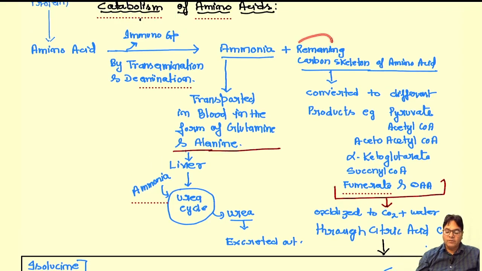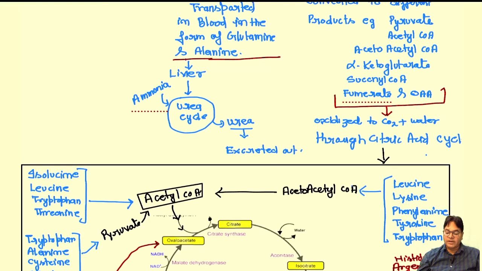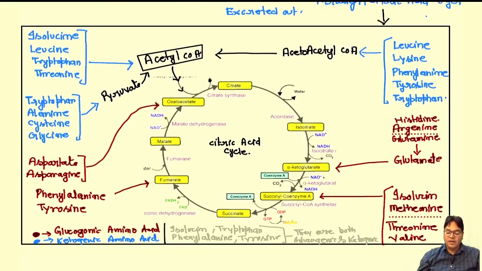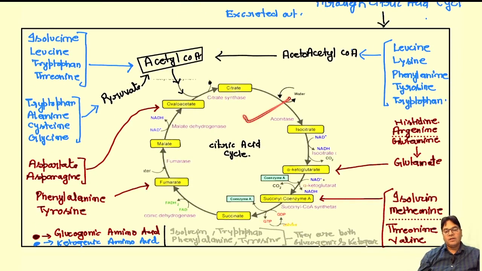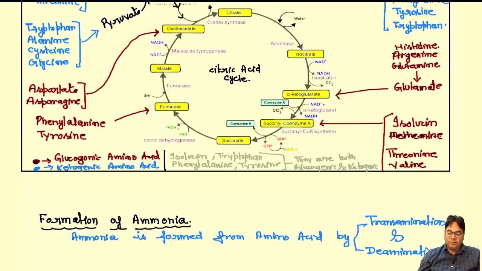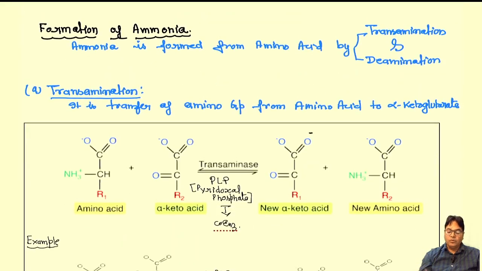And the remaining part of the amino acids, which form the mainly carbon skeleton, is converted into these different products which enter into the citric acid cycle, and through the citric acid cycle they are oxidized finally into CO2 and water. So let us see what happens to this ammonia. When we talk of ammonia, which is a byproduct of amino acid breakdown or catabolism of amino acids, first of all we have to deal with formation of ammonia, how this ammonia is formed.